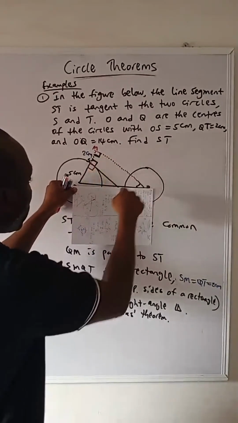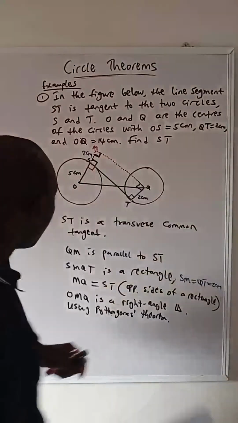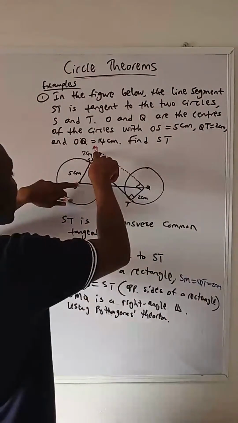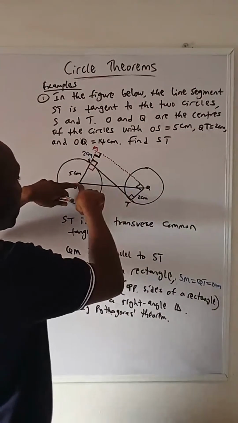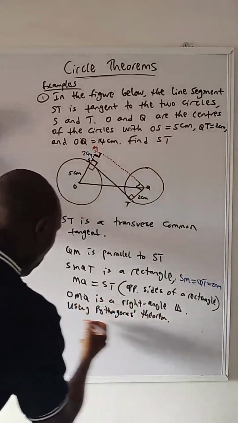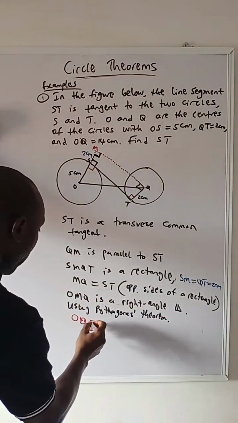OQM or OMQ. That's a right angle triangle. So the longest side here is what? OQ, because it's facing the right angle. If you trace it down, this is OQ. So OQ from the question is what?